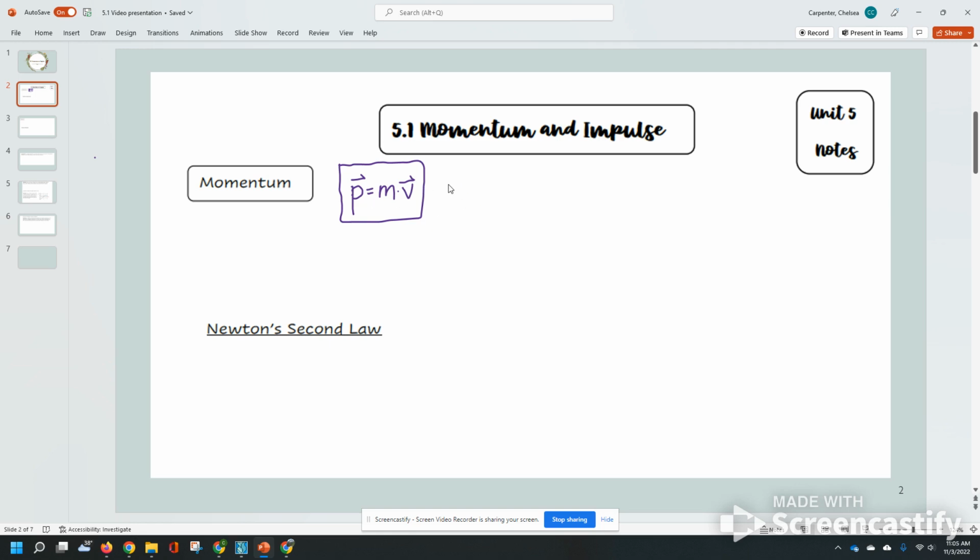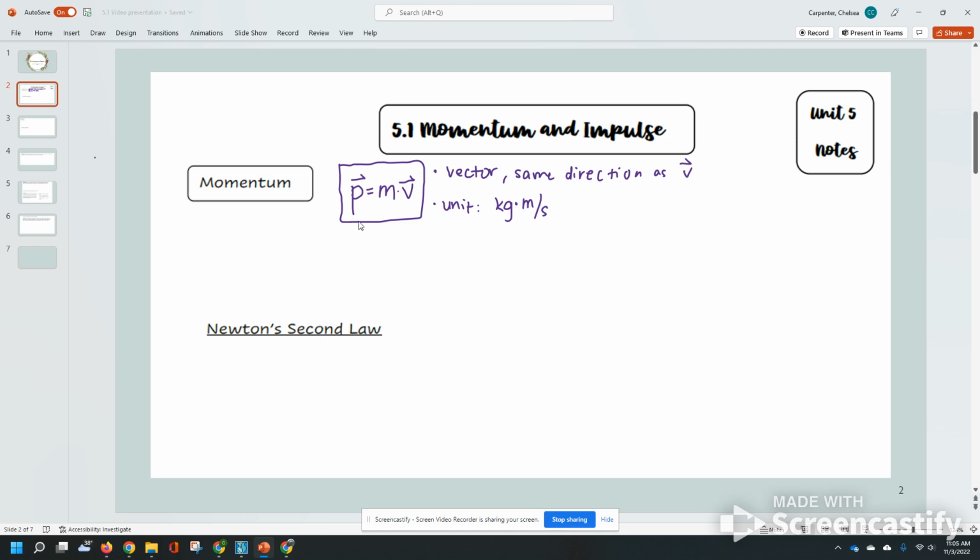Okay. Momentum has the same direction as velocity. So momentum is a vector, it has the same direction as the velocity. The unit, unfortunately, doesn't have anything cool. It's just the unit of mass, which is a kilogram, times a meter per second. So kilogram meter per second is the unit for momentum.